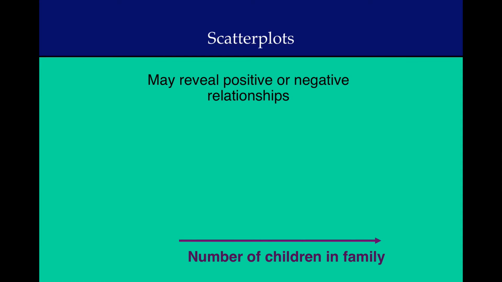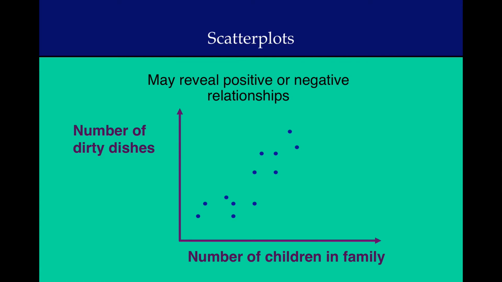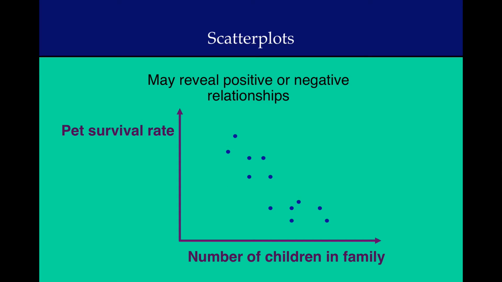So here's the number of children in family. Here's the number of dirty dishes. And of course, that's going to be a positive relationship. More children, more dirty dishes. You can see the slope would be positive if you drew a line. Here is the number of children in a family against the pet survival rate. I'm going to argue, well, maybe that's negative. With more children, pets are less likely to survive. Negative correlation, a line with a negative slope.